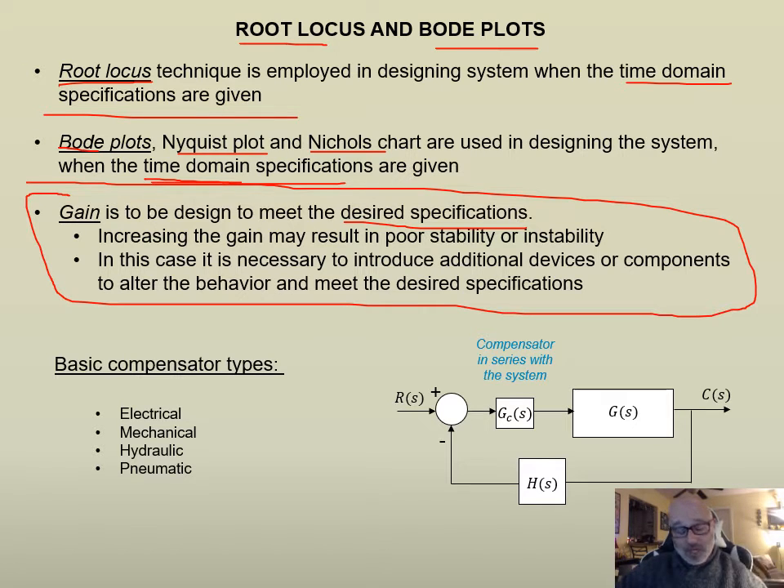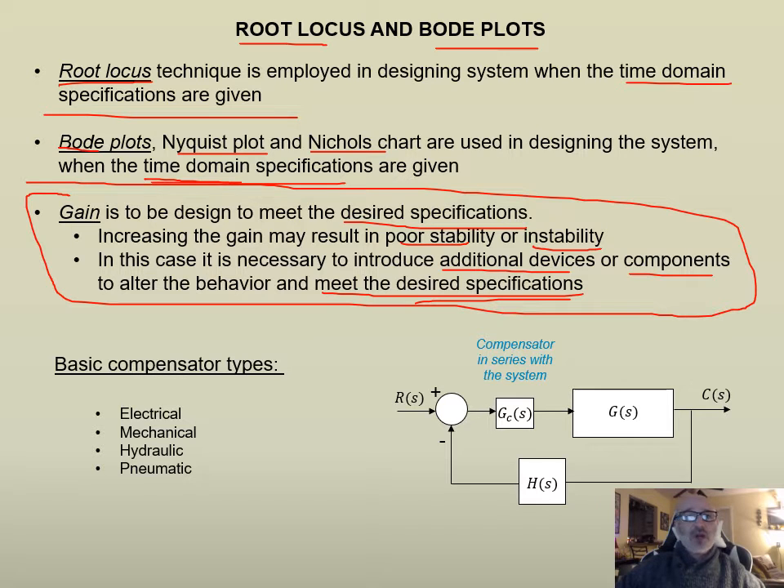Now, the issue is if we increase this gain, it's possibly going to result in a poorly stable or an unstable system. When that occurs, what we need to do is introduce an additional device or components to alter that behavior in order to tweak it back and meet those desired specifications.